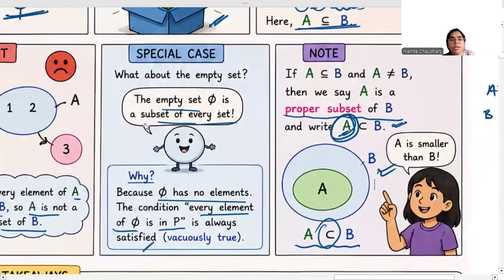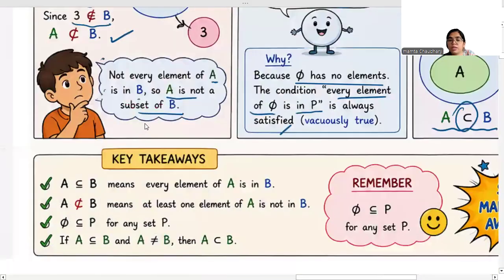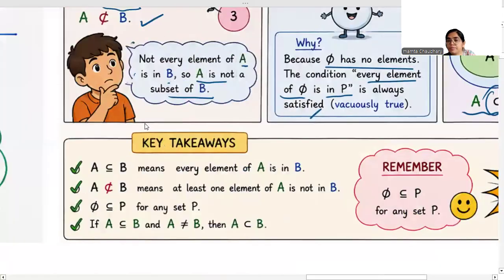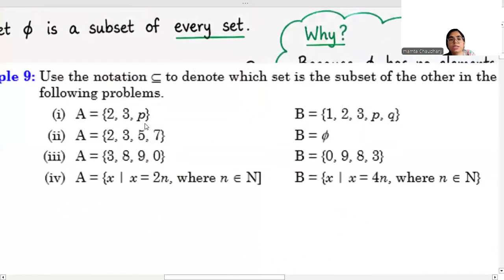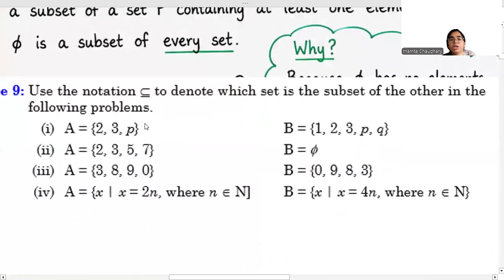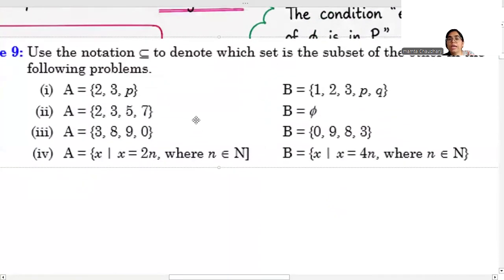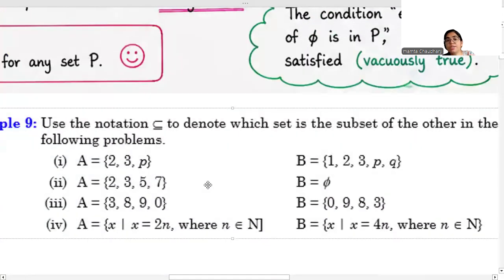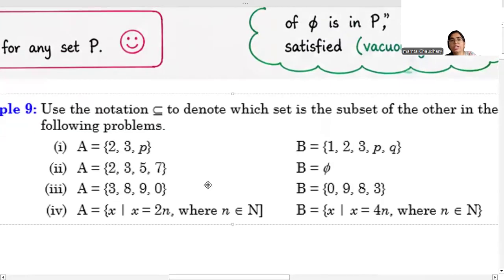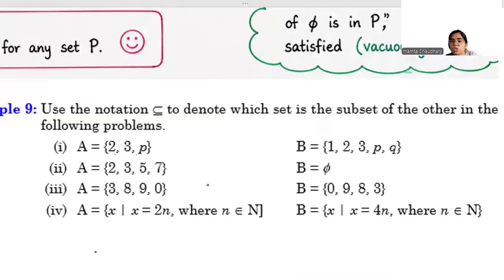Okay? Now, let's see some examples. Now you have to use this subset notation. Okay? And you have to check which set is the subset of the other in the following problems. Now here A is 2, 3, P. B is 1, 2, 3, P, Q. You have to check whether A is a subset of B or not.